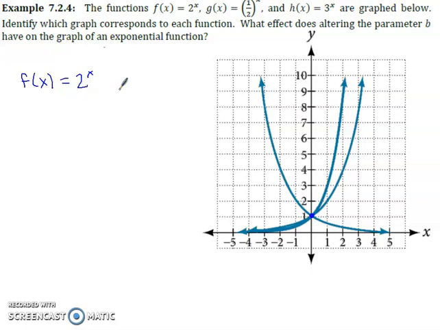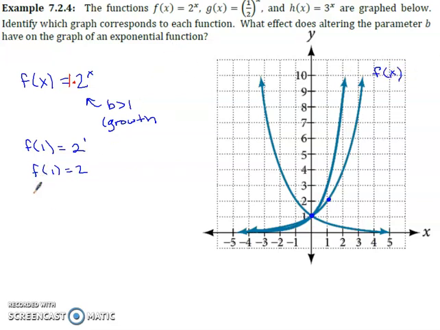I do know that this is a growth function, so we're looking at one of these two on the right-hand side, and the reason I know that is because my b value is greater than 1. Here my a is 1, and b is greater than 1, which means that it is a growth function. So to figure out which of those two it is, I'm going to try plugging in a value of 1 for x and seeing if I will get 2 or 3 for that y value. So f of 1 is equal to 2 to the power of 1, so f of 1 is equal to 2, which means that we are looking at this graph on the far right as my f of x function.